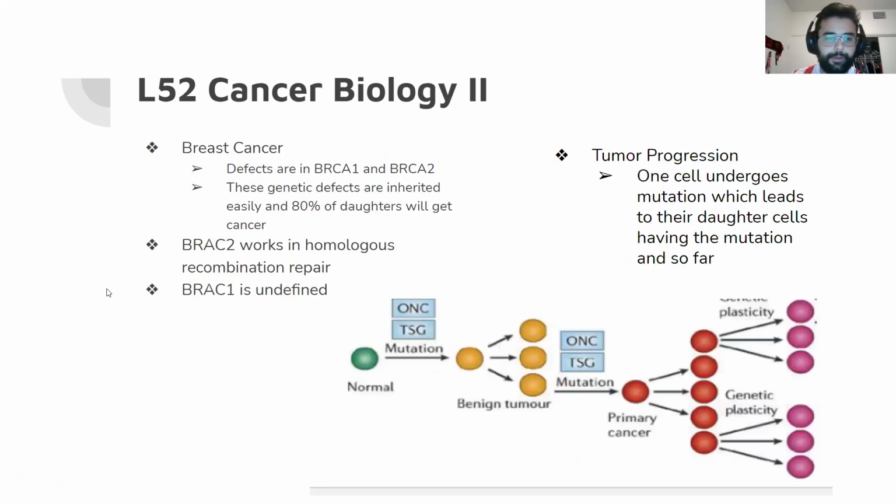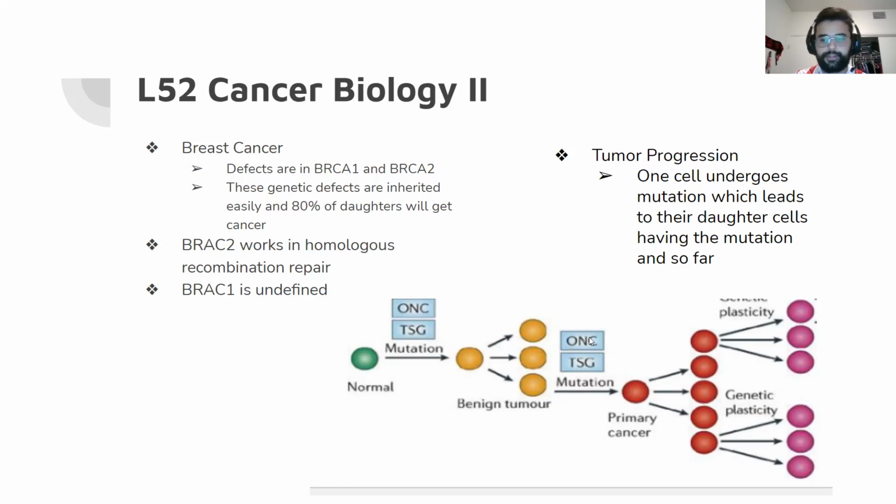Now let's talk a little bit about breast cancers. These involve defects in our BRCA1 and BRCA2, and these genetic defects are inherited, and 80% of daughters with these defective genes will actually get cancer. BRCA2 is a mutation that works in our homologous recombination repair. BRCA1 is still undefined, but we also think it's closely attributed to DNA repair mechanisms. If we have a defect in DNA repair, you know that we're going to eventually have a lot of mutations because our DNA isn't being repaired and properly maintained.